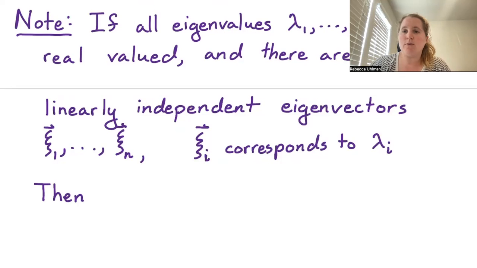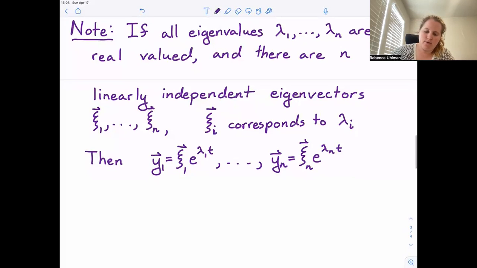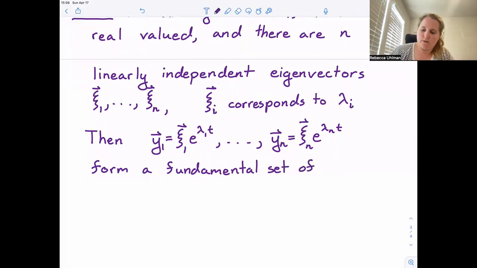I apologize, my screen is not updating correctly. All right, we'll try this format. So we have y1 again equated to psi 1 e to the lambda 1 t all the way up through yn equaling psi n e to the lambda n t. These solutions form a fundamental set of solutions.